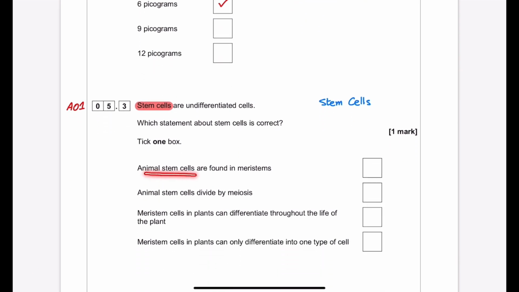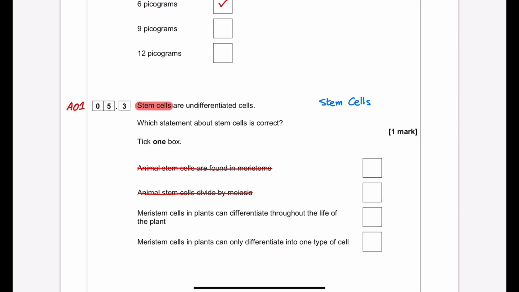Animal cells, stem cells are found in meristems. The meristems are basically related to plants, so we can't pick this option. We will cross all the irrelevant options. Animal stem cells divide by meiosis. No, it is by mitosis, so this option is not correct. Two options are left.